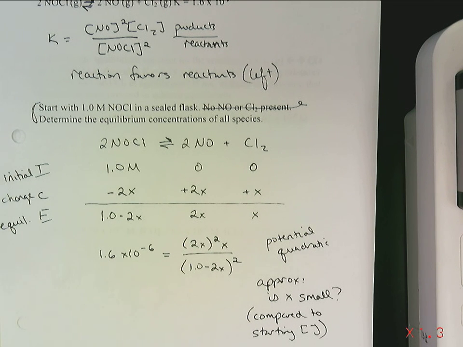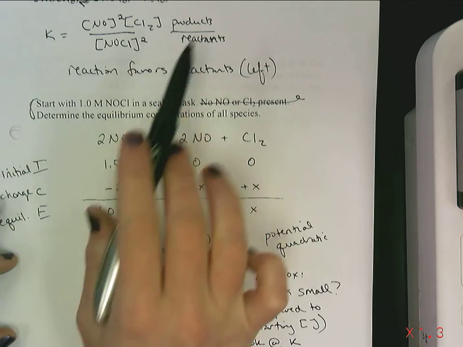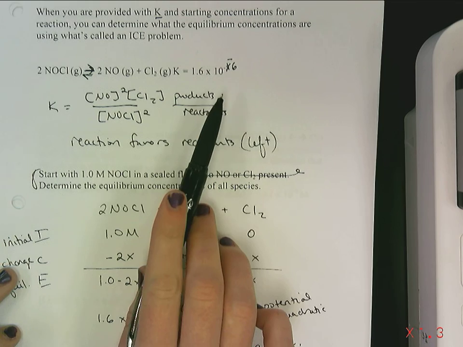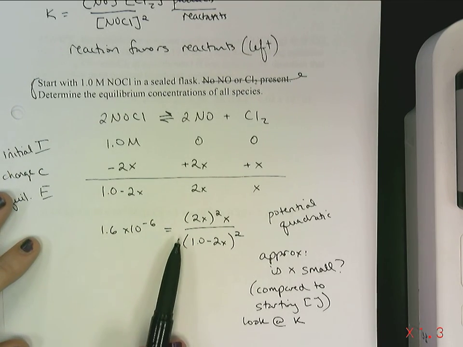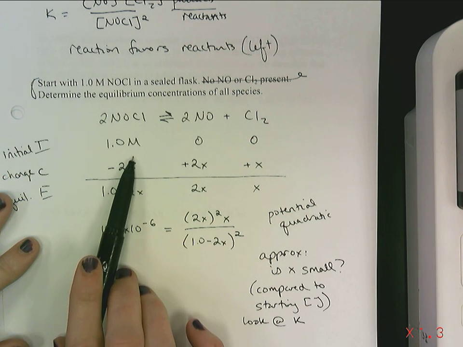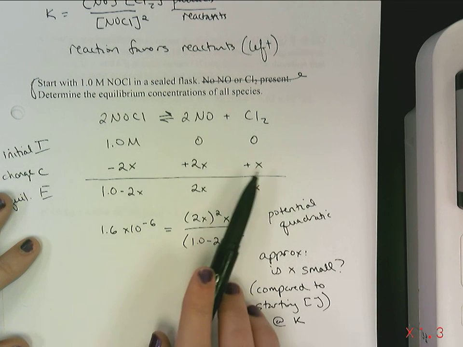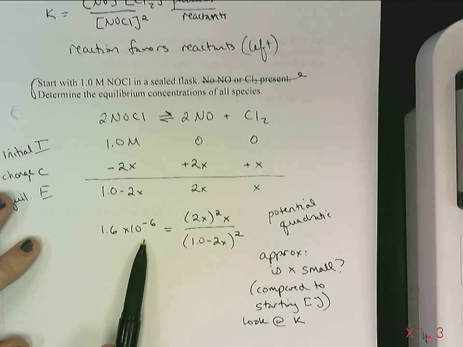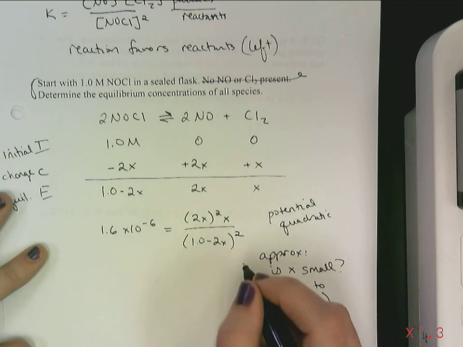How do I figure that out? Well, I'm looking at K. In this case, K is very small. It's 1.6 times 10 to the negative 6th. And what that means is that probably we're not going to shift a whole lot away from our reactants, right? When I subtract that 2x, it's probably not going to create a whole lot of products because I know that the ultimate ratio of products to reactants is quite small, 1.6 times 10 to the negative 6th. So I'm actually going to do this approximation. Is x small compared to the starting concentration? I'm looking at K and I'm saying, in this case, yes.